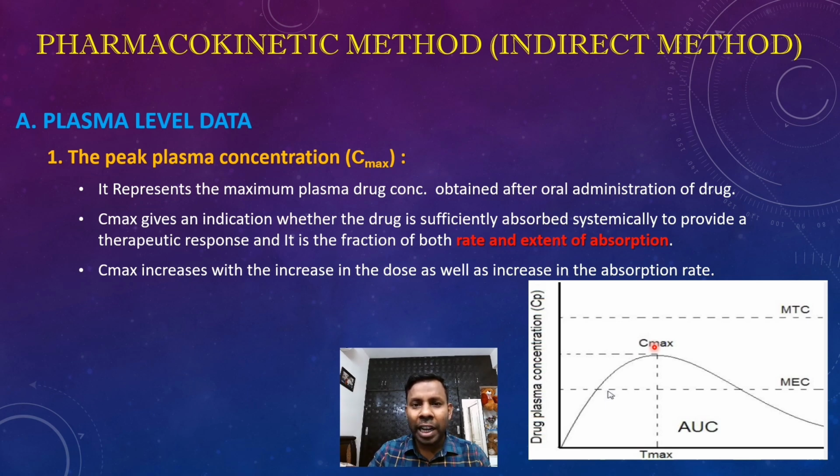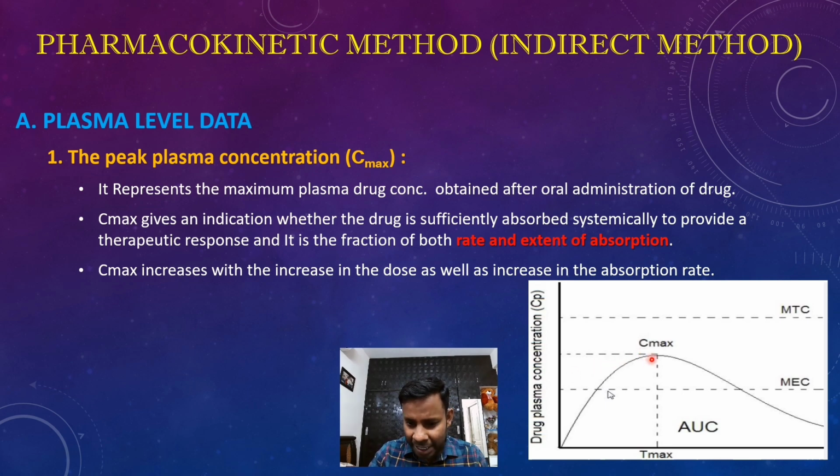So how will it be helpful in measurement of bioavailability? This will indicate rate and extent of drug absorption, both rate and extent of drug absorption. As we know, the bioavailability is nothing but rate and extent of drug absorption. So this Cmax will indicate whether a sufficient amount of drug is absorbed to the systemic circulation or not.